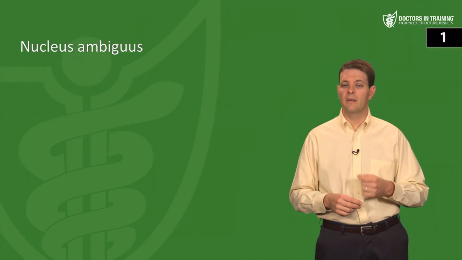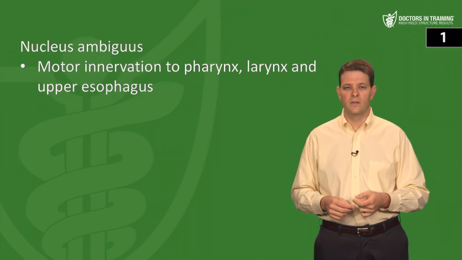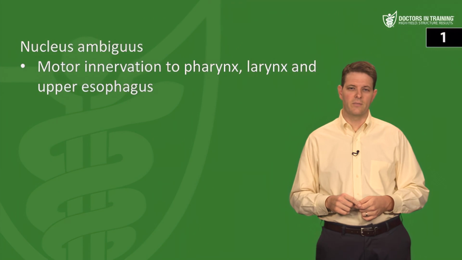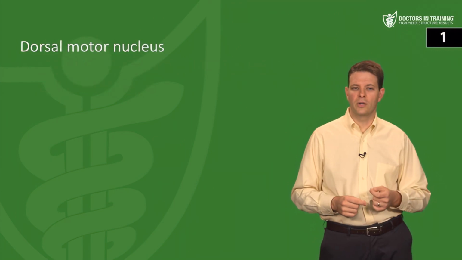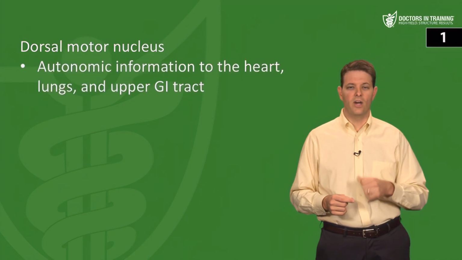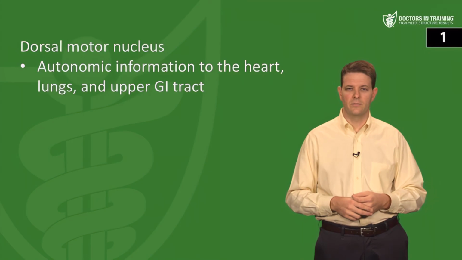Then what about the nucleus ambiguus? We said the nucleus ambiguus deals with speech and swallowing. So this is motor innervation to the pharynx, the larynx, and the upper esophagus. And then last, the dorsal motor nucleus, which is misleading because this isn't really a motor nucleus. This sends autonomic information to the heart, the lungs, and the upper GI tract. All right, let's get started with the lecture.